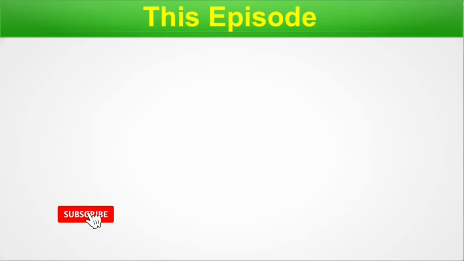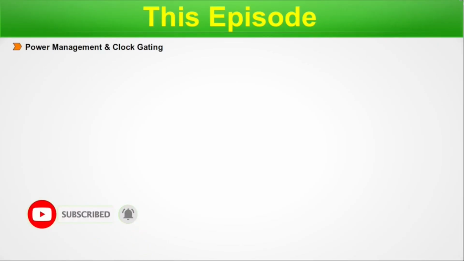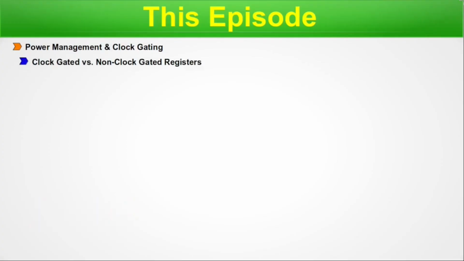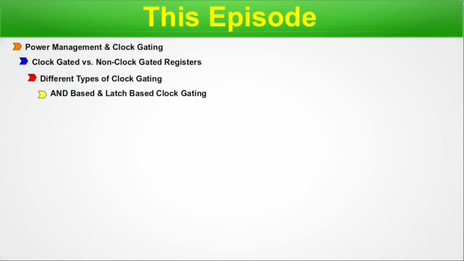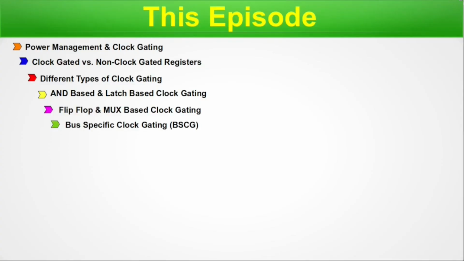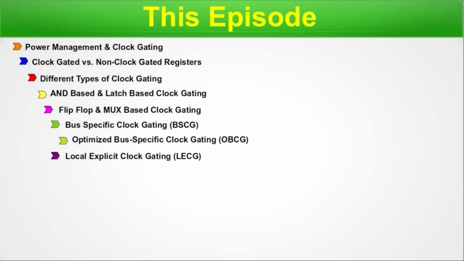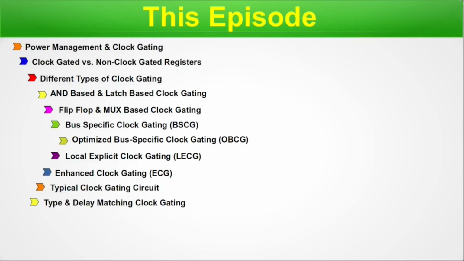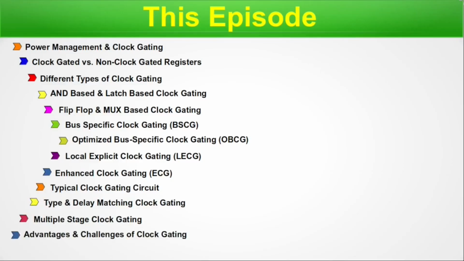Now let's take a look at the pointers we are going to discuss in today's episode. First, power management and clock gating. Next, clock gated versus non-clock gated registers. Next, different types of clock gating. AND-based and latch-based clock gating. Flip-flop and mux-based clock gating. Bus-specific clock gating. Optimized bus-specific clock gating. Local explicit clock gating. Enhanced clock gating. Typical clock gating circuit. Type and delay matching clock gating. Multiple stage clock gating. And finally, advantages and challenges of clock gating. So these are the pointers we will cover in today's episode.